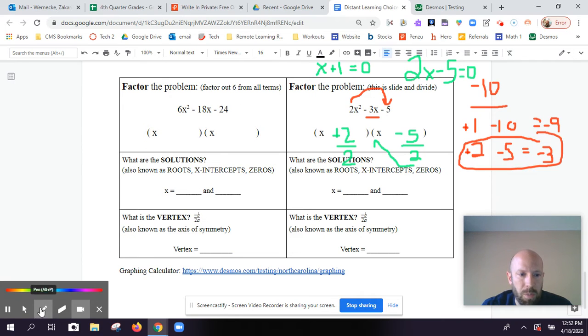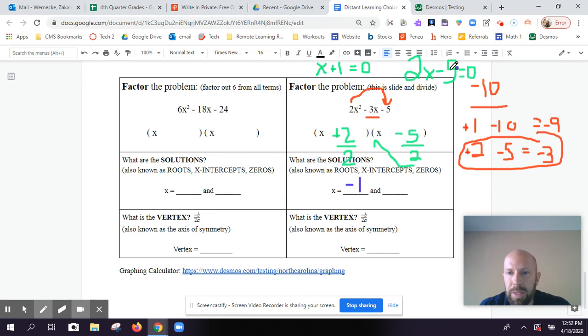But when we deal with the one on the left side first, the one that's going to be easier to do, what number plus 1 is going to be equal to 0? Well, that's going to be negative 1. Negative 1 plus 1 is going to be equal to 0. So this is going to be negative 1.